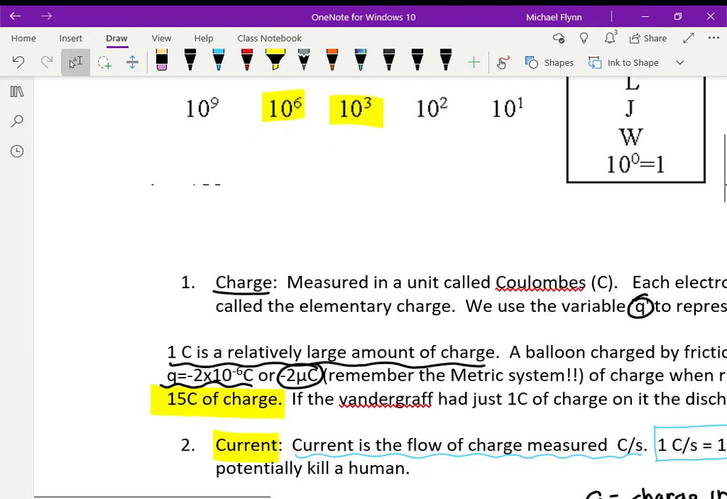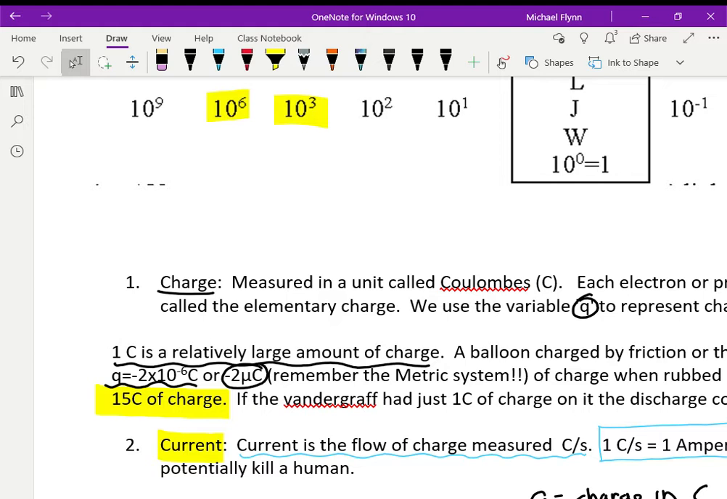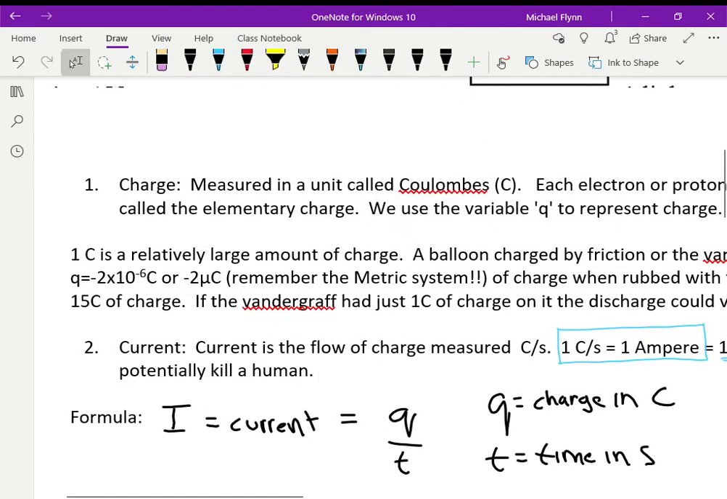Now let's talk about how we measure charge. Some of these things I've underlined already. I'm just going to erase some of that and then I'll go through it again with you. We're going to start with how you measure charge.